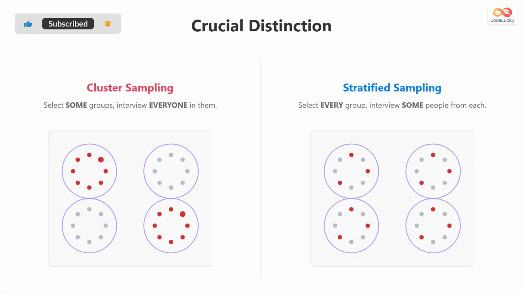Students often confuse cluster sampling with stratified sampling. Here is the difference. In cluster sampling, you select only some groups, but you take everyone inside them. In stratified sampling, you look at every single group, but you only take a few people from each. Remember, cluster is some groups, all people. Stratified is all groups, some people.